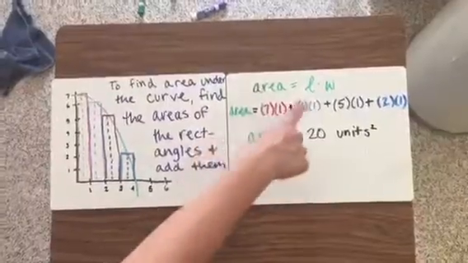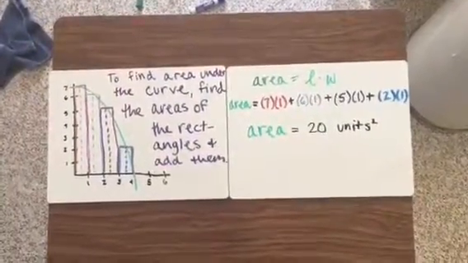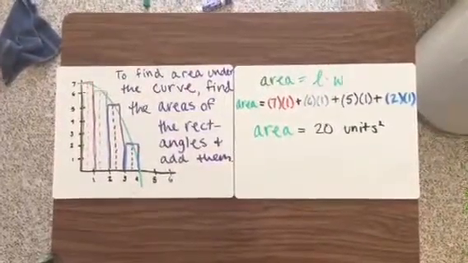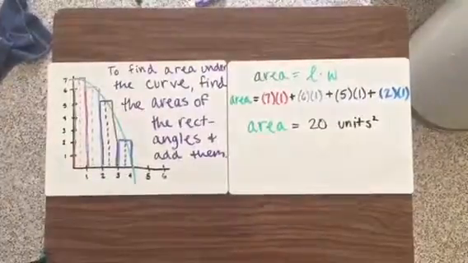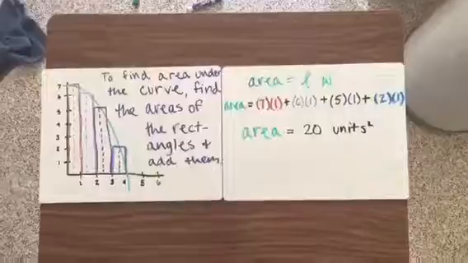So over here, the area of one rectangle is length times width. So you find the area of each individual rectangle, and you can plug it in and add them all together to find the area under the curve. So the area under the curve is approximately 20 units squared.